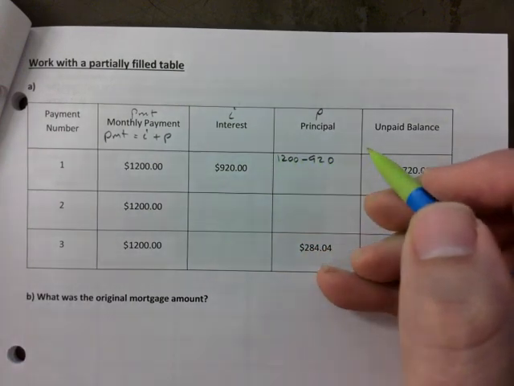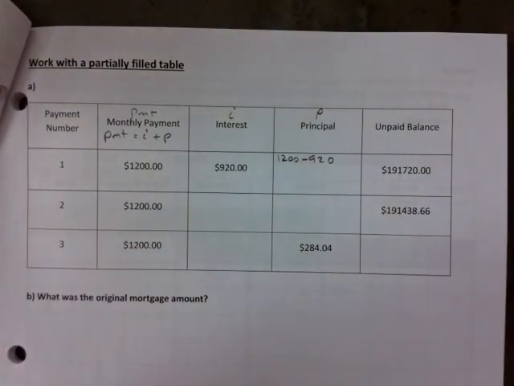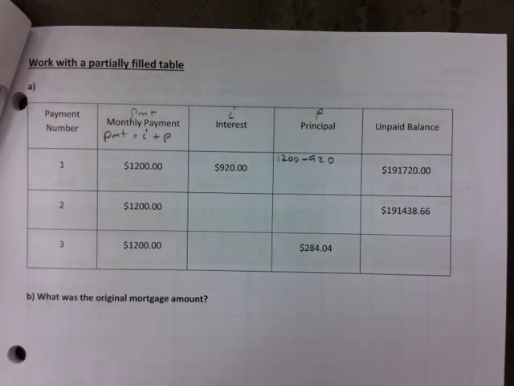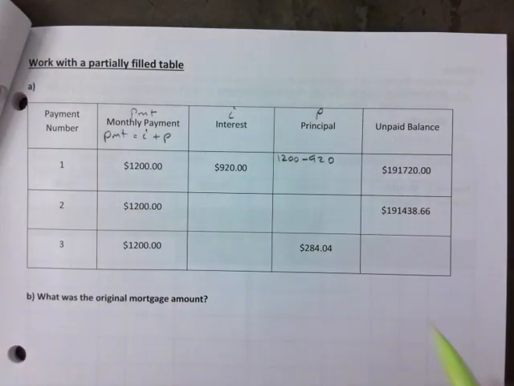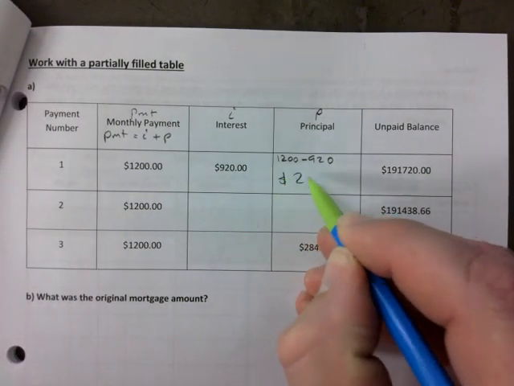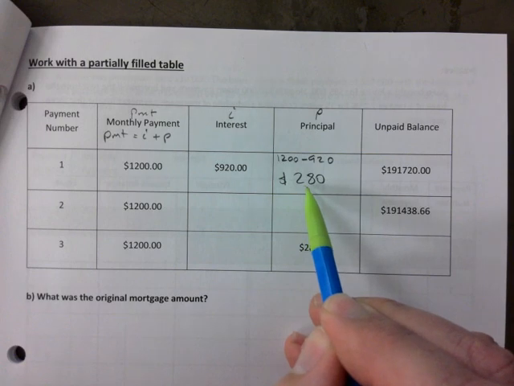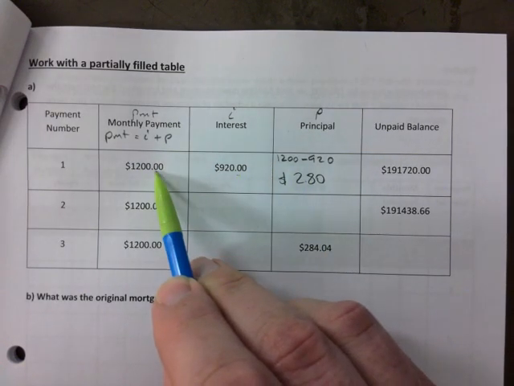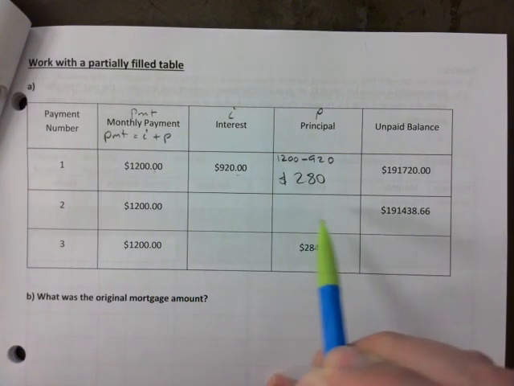I'm just going to quickly go to that page so that I'm not scrambling here. That's 280. Right, so the principal here is 280. And you can always check, do these two add up to 1200? If so, you're doing good. Okay. Let's go to this one here.